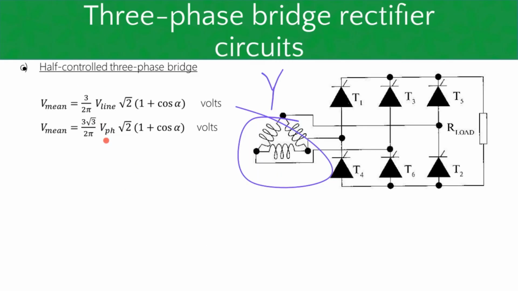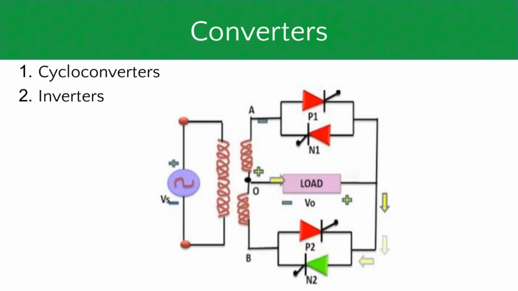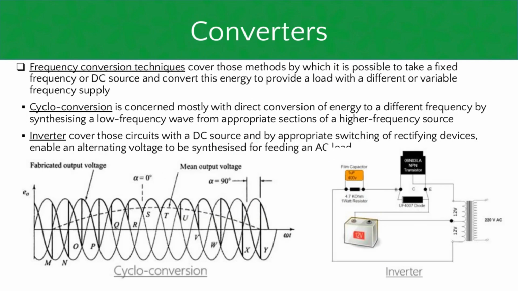It does matter though when you're working with either phase or line voltage. If you're given phase voltage, you know you're working with a star system, and you will have to convert the phase voltage to line voltage by multiplying with square root 3. And if you're given line voltage, then you don't really care about whether you're working with star or delta. Then we have cycloconverters.